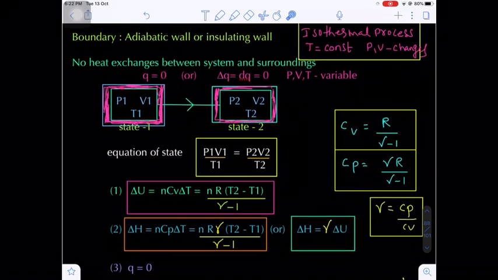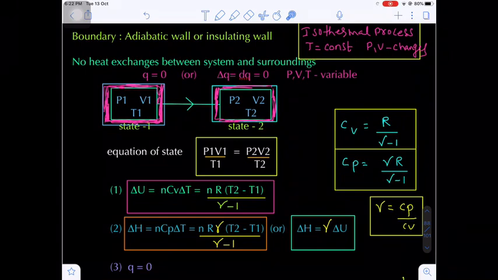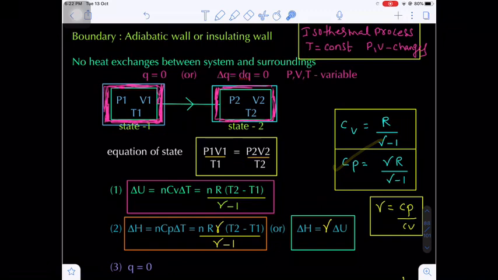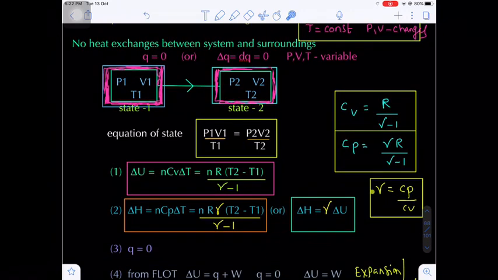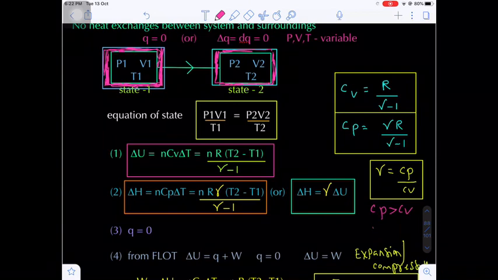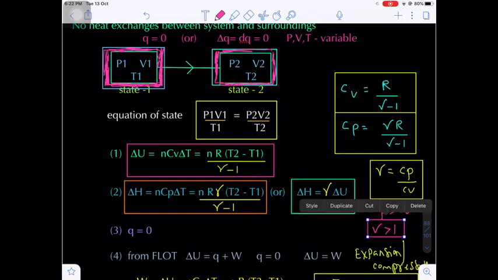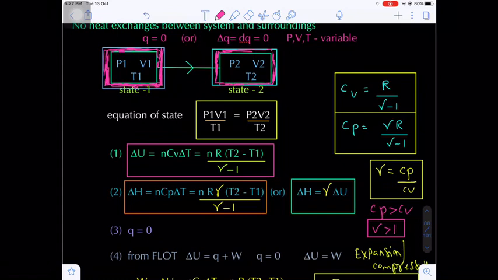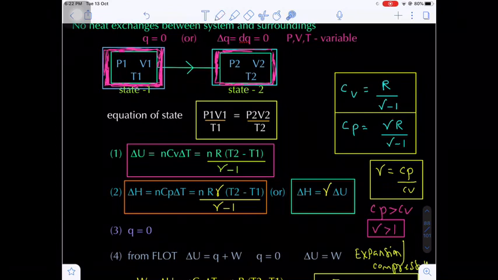One more important set of relations we have to know: the CV value is R/(gamma minus 1), the CP value is gamma R/(gamma minus 1), and the gamma value is CP/CV. And CP is always greater than CV here. That's why gamma should always be greater than 1. The Poisson ratio, that is the molar heat capacity at constant pressure to that at constant volume, is greater than 1. Are you getting my point?